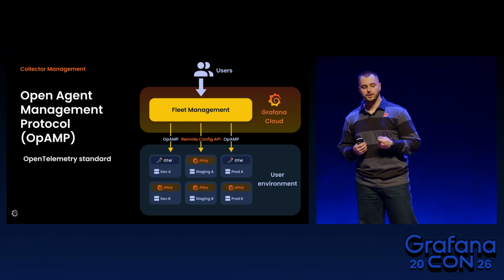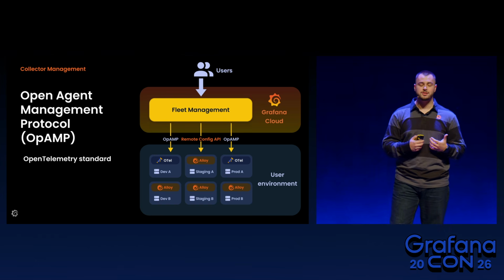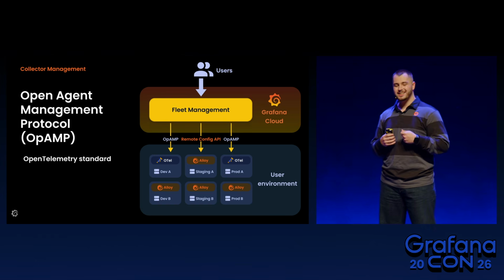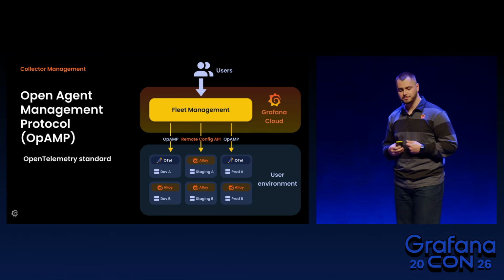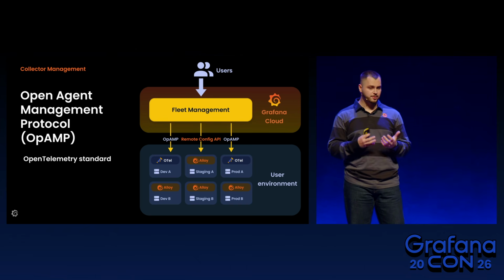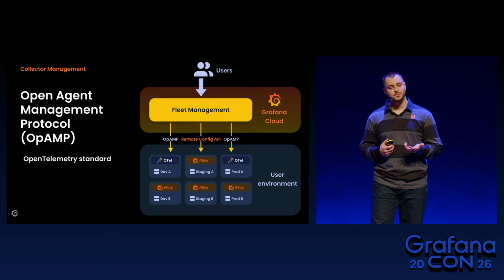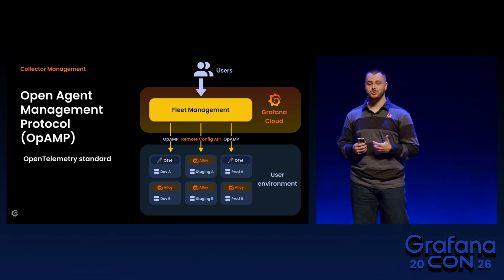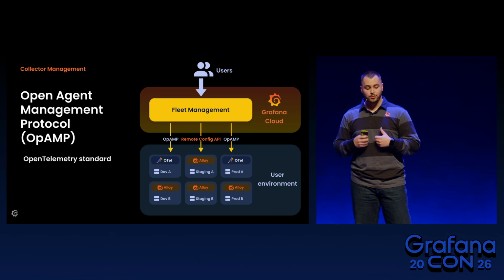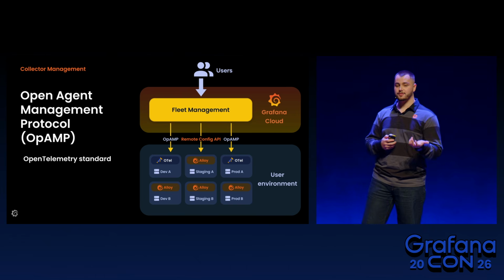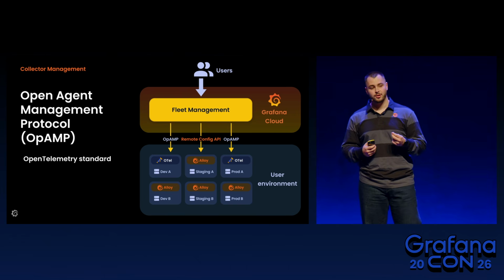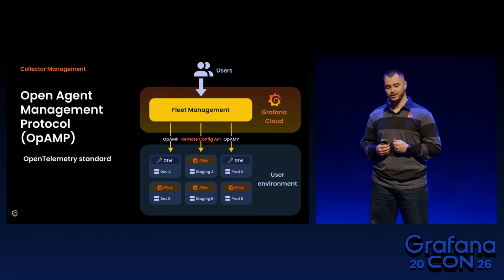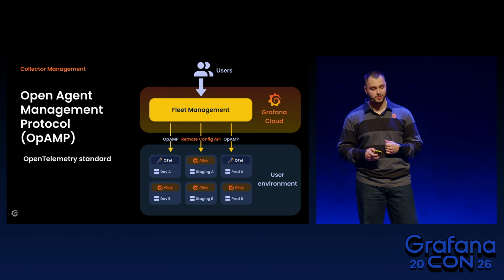For those of you unfamiliar, OpAMP stands for the Open Agent Management Protocol, and it's the OpenTelemetry standard for remote management of agents. Now, our solution is currently in private preview, but it's on its way to general availability, and you will be able to try it out shortly. Once it's out, you'll be able to use Grafana Fleet Management with any OpenTelemetry collector. And the best part of all is it's completely free to use, no charge to you whatsoever.